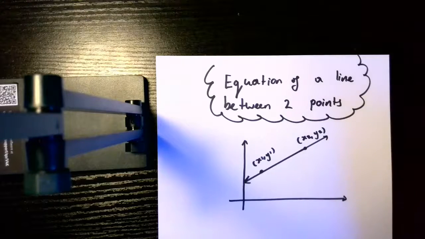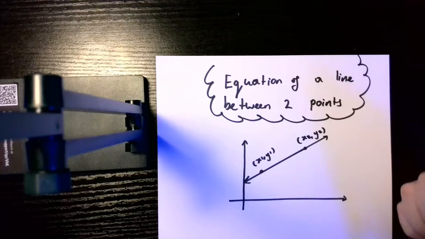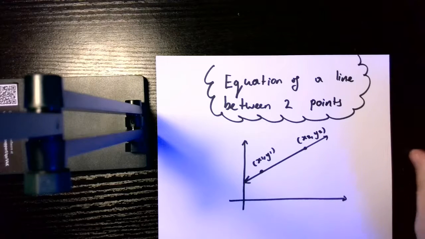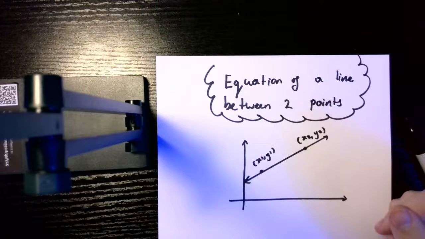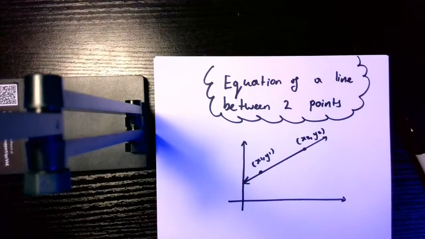Hello and welcome back. So in this second video, we're going to be talking about much the same concept as what we did before, except instead of just being given a point and a gradient, we're going to find the equation of a line between 2 points. So it's basically an extra step to what we had to do before. It's not too hard, but we're going to use very much the same concepts.